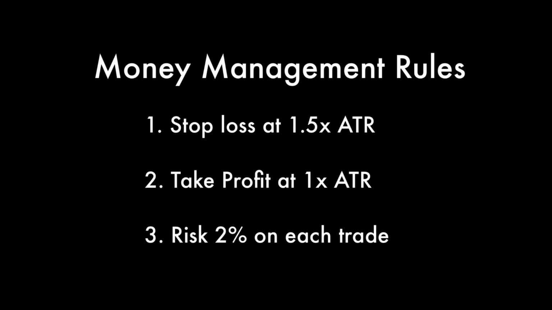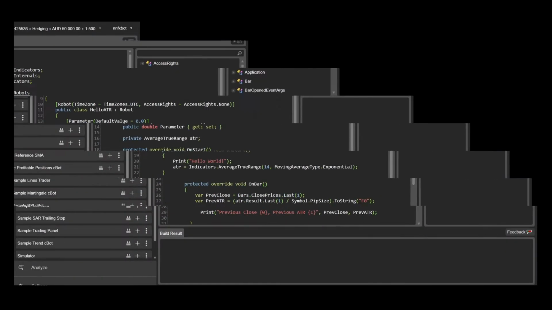In the last video, I showed you how to load the ATR onto our cBot. In this video, we'll be getting our bot to make its first trade using the Nonsense Forex money management rules. To recap, here are the 3 rules we'll be using. For every trade, we'll set a stop loss at 1.5 times the ATR, and we'll set a take profit at 1 times the ATR. And we'll be risking 2% of the account on every trade. Sound good? Let's dive straight in.